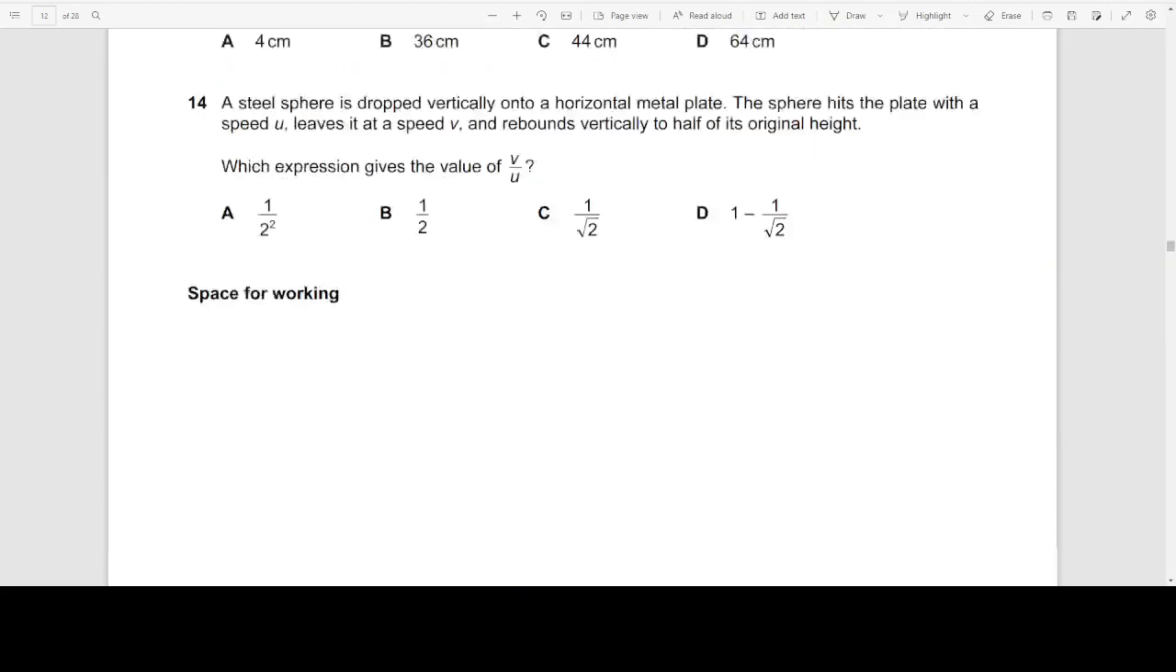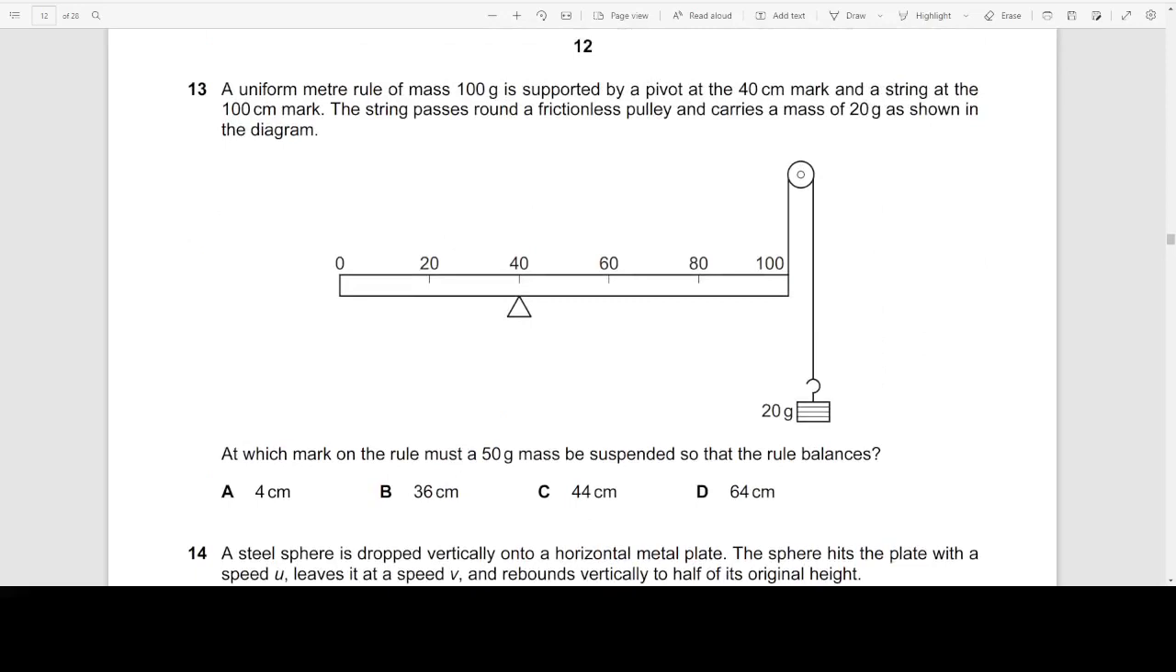Moving on. A uniform meter rule of mass 100 grams is supported by a pivot at the 40 centimeter mark and a string at the 100 centimeter mark. So first things first, 100 grams means 0.1 kilogram, which means the weight is going to be 0.98 newtons.